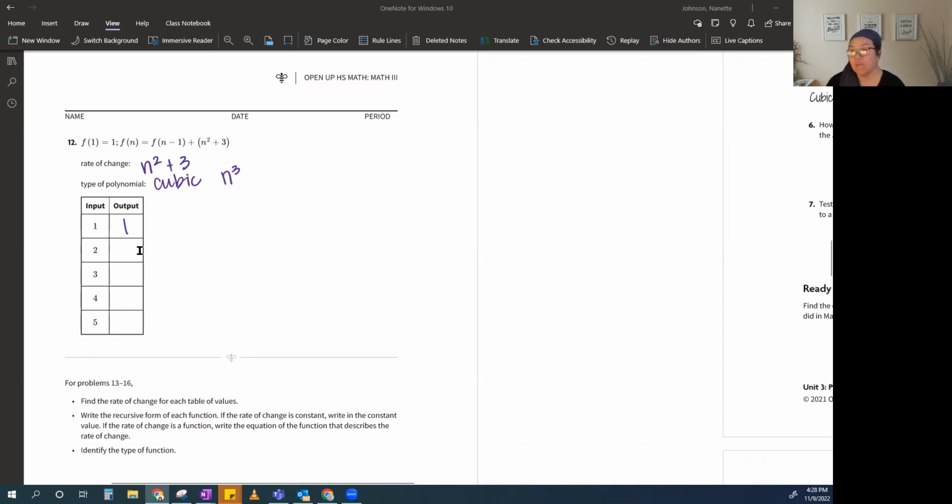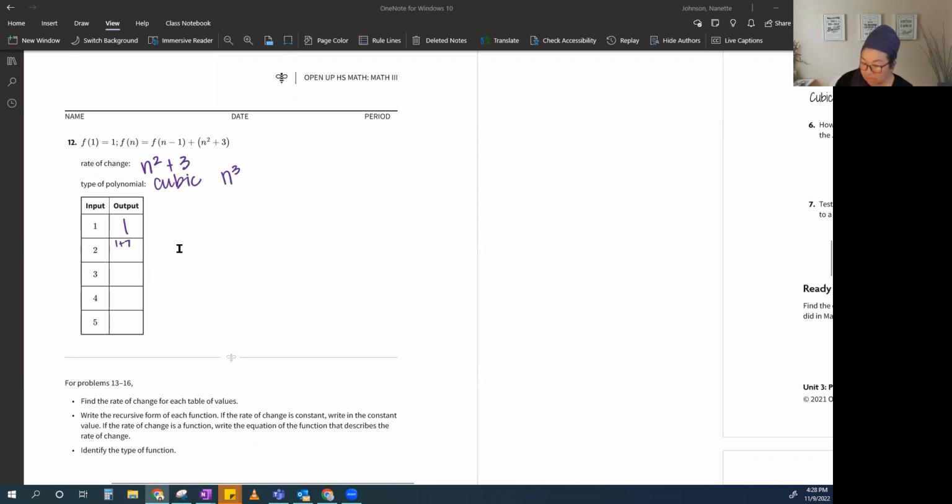You have options. Because I know that this is the rate of change, I'm going to plug in my 2 to my rate of change. So that's 2 squared. That's 4 plus 3 is 7. That's how much I'm going to add to the previous. So this is going to be 1 plus 7, which is 8. Okay. And then again, I'm going to keep doing that. So 3 squared would be 9 plus 3, which is 12. Sorry.